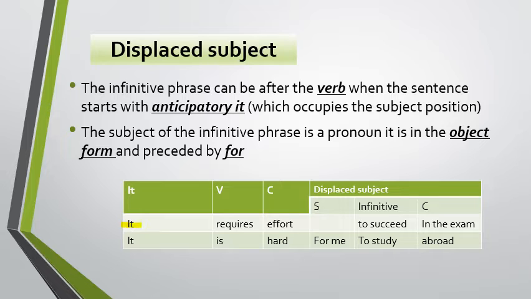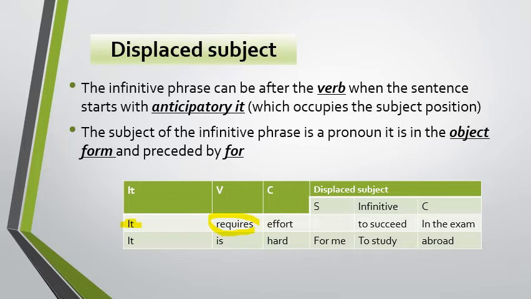For example, it is hard to study English. This is called anticipatory it, and it occupies the subject position. In this case, if we have anticipatory it, the subject, which is the infinitive, usually comes after the verb. Where is the verb? My verb is requires. Okay? Effort is the complement. Where is my subject?